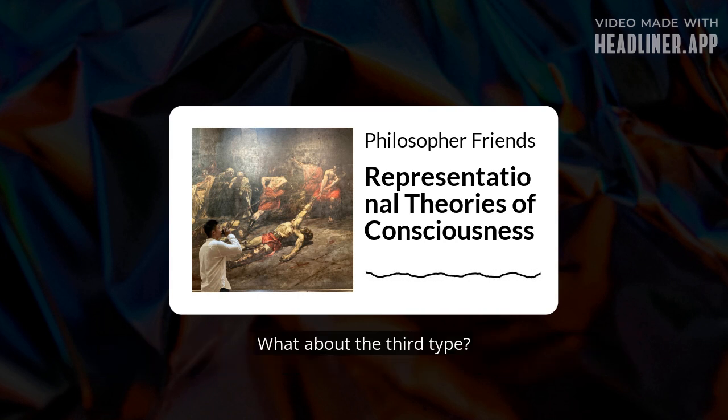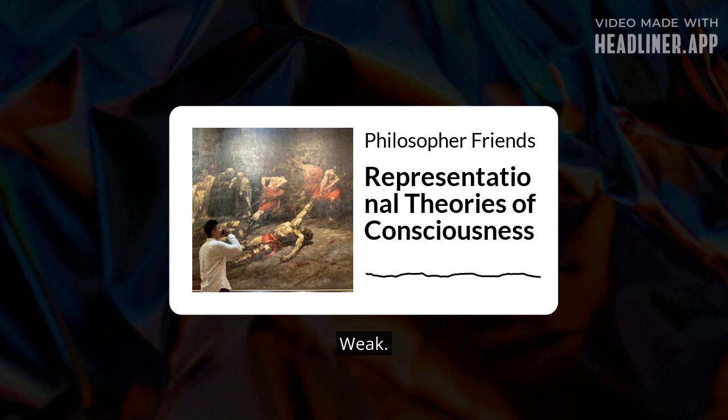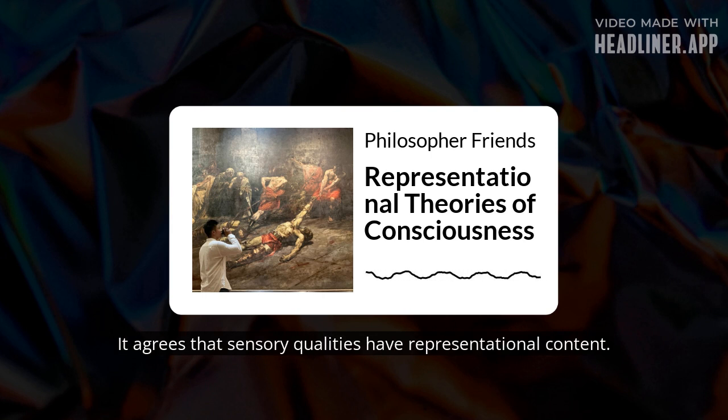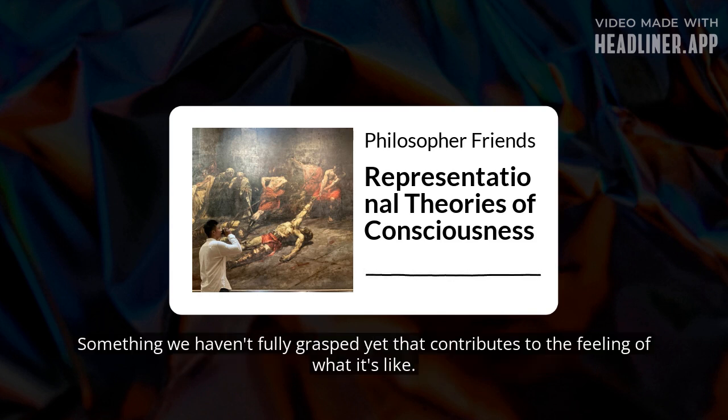Right. What about the third type? What was it called again? Weak representationalism. Okay. And it takes a bit more of a middle ground approach. It agrees that sensory qualities have representational content, but it acknowledges that there might be more to them than just that. So it leaves open the possibility that there's something extra, something we haven't fully grasped yet, that contributes to the feeling of what it's like.